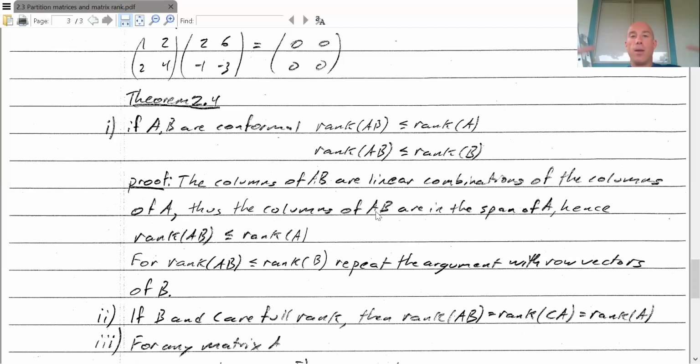All right, so here's all the possible linear combinations I can get from the A matrix. AB is somewhere stored inside that. Okay, so if AB is contained inside that region, then the rank has to be smaller or equal to the rank of the original set. Now, for the rank of AB being less than or equal to the rank of B, we repeat this argument, but with row vectors of B.